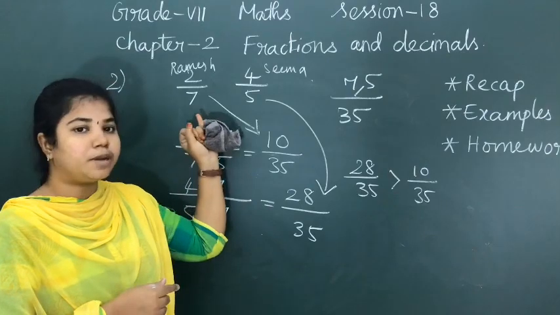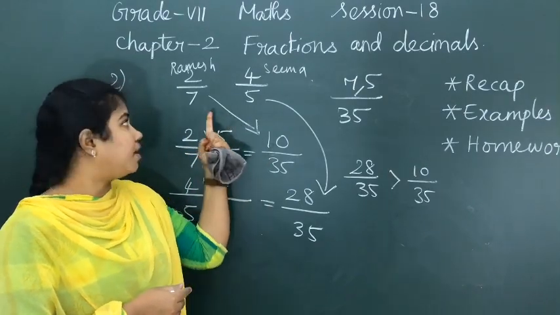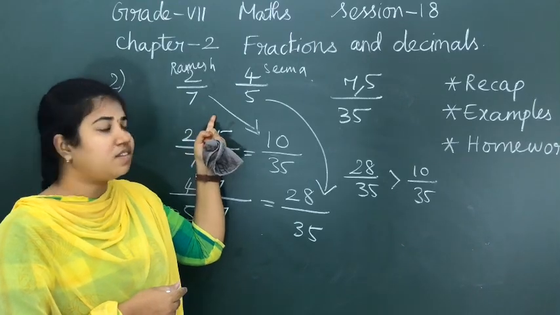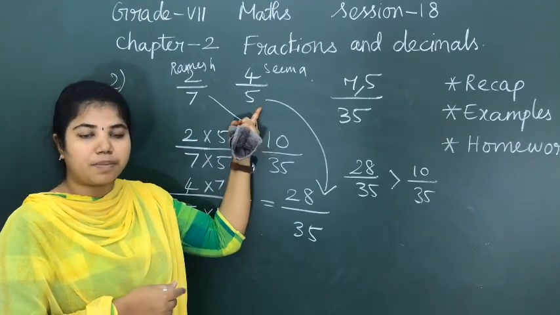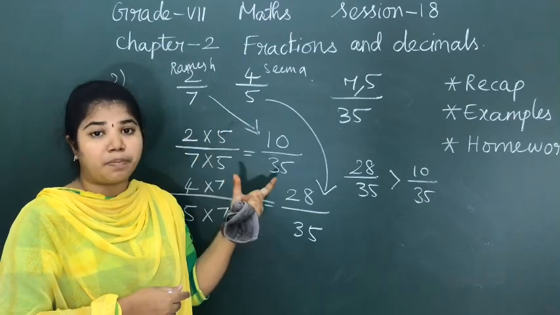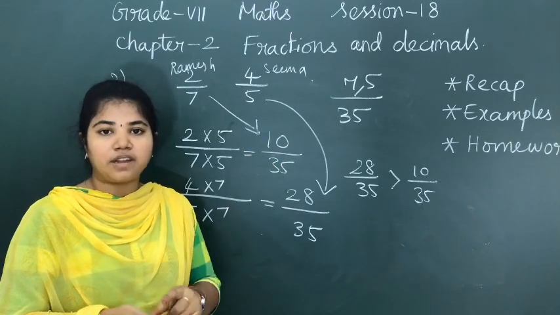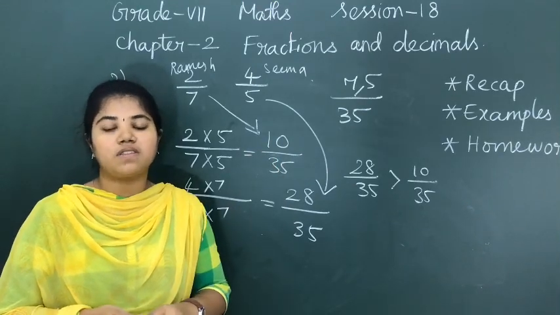Now what is the second example? They have given two persons. One person is solving 2 by 7 part of the exercise. Another person is solving 4 by 5 part of the exercise. They are telling you to find who has solved the lesser part. And you have found out that Ramesh solved the lesser part. Can you understand? The rest of the examples we can see in the next session.